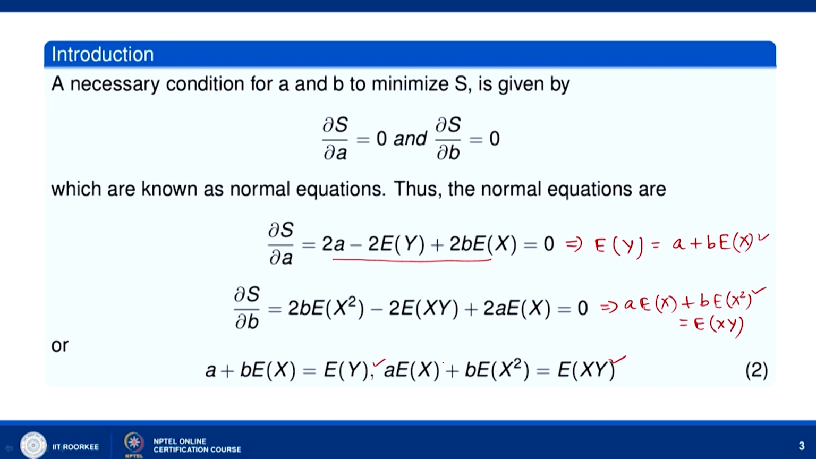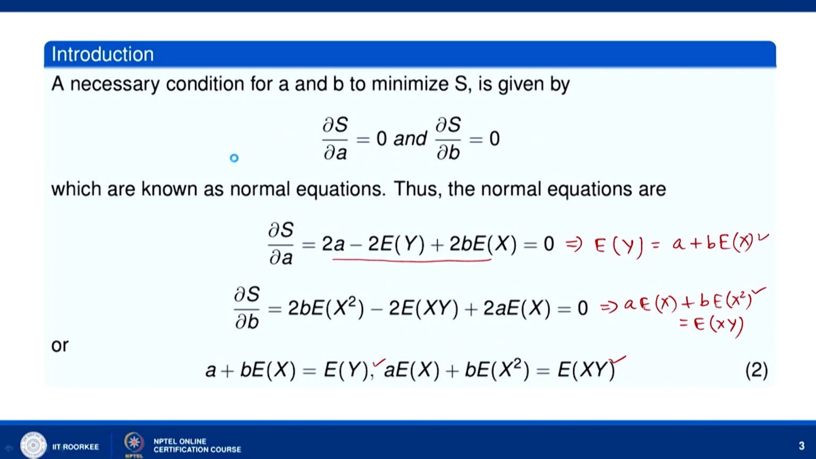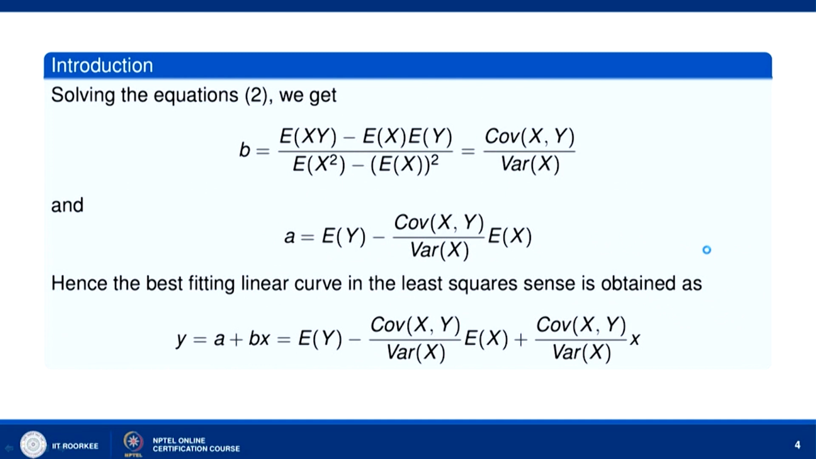So, we can solve them for the values of a and b, and when we solve them, we get b equal to E(xy) minus E(x) into E(y) upon E(x square) minus E(x) whole square. Now, E(xy) minus E(x)E(y) gives us the covariance of the random variables x and y. So, covariance of xy divided by E(x square) minus E(x) whole square, which is variance of x. So, b equal to covariance of xy divided by variance of x, and when we put the value of b in one of the two equations, say for example, E(y) equal to a plus b E(x), we get the value of a. The value of a comes out to be E(y) minus covariance of xy divided by variance of x into E(x).